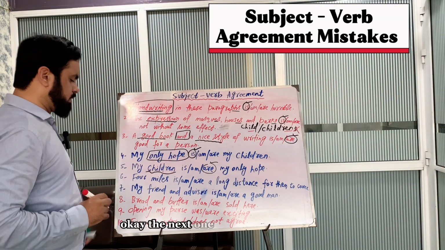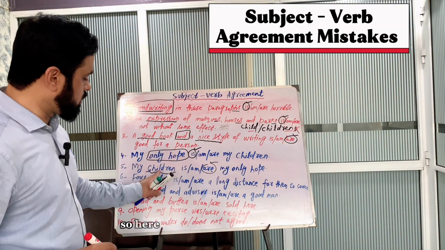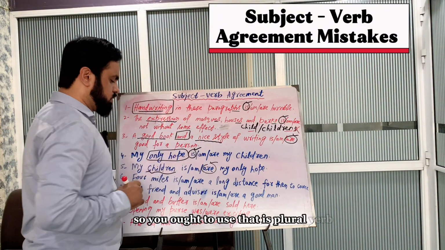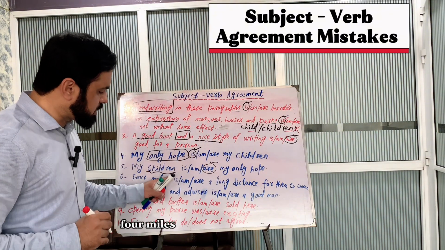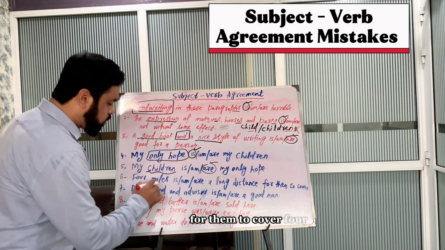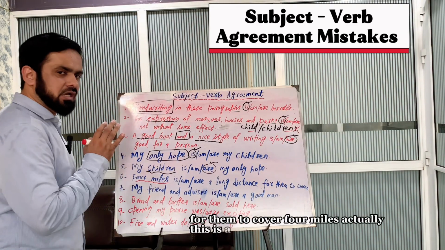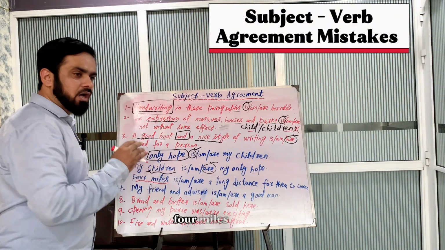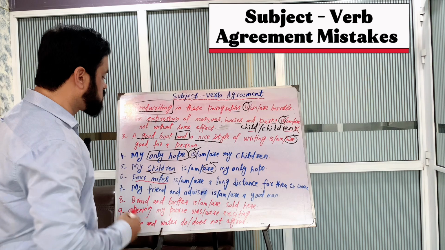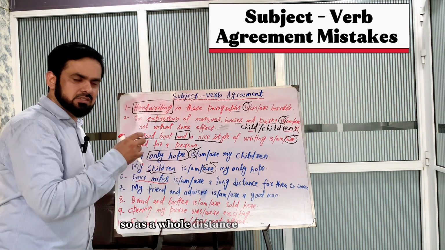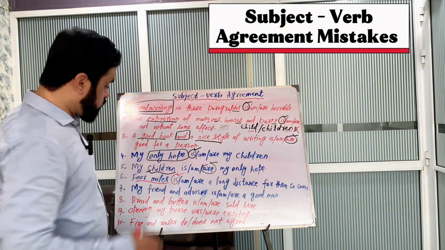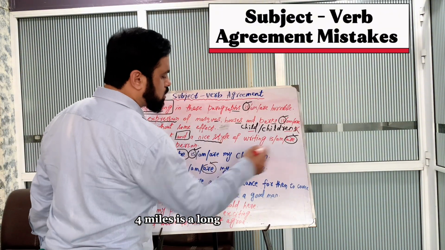Okay. The next one. So here the subject was children. So you are to use, that is plural verb, right? 4 miles is, am or are, a long distance for them to cover. 4 miles, actually, this is a unit, right? 4 miles is a whole covered distance or a unit of distance. So as a whole distance, we use singular verb rather than using the plural verb. 4 miles is a long distance for them to cover.